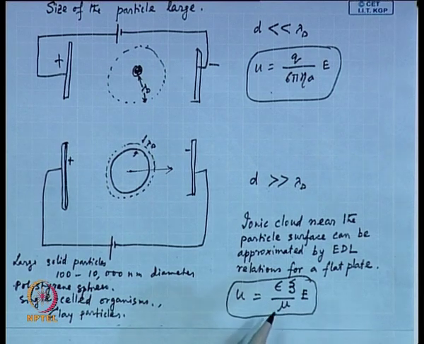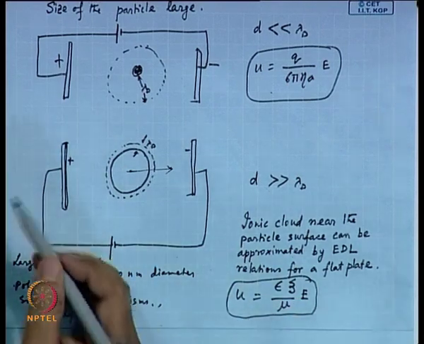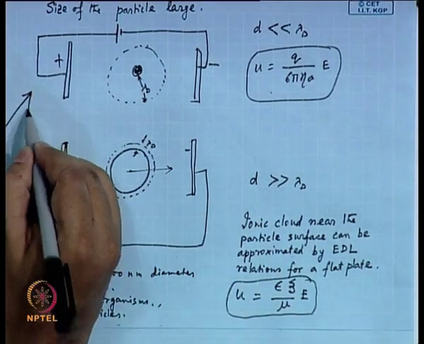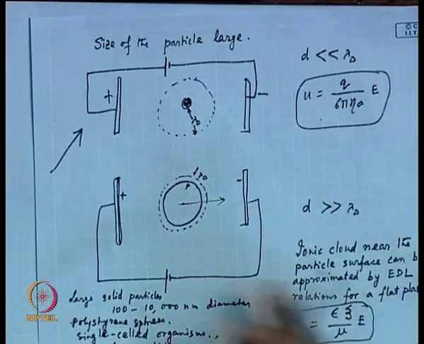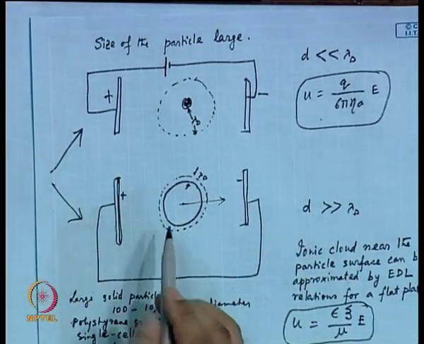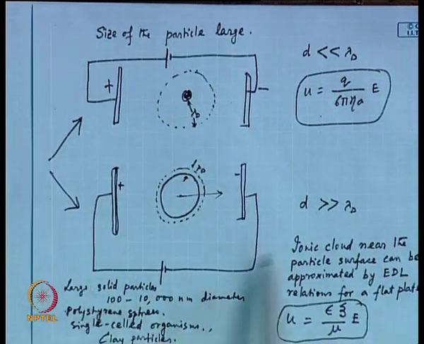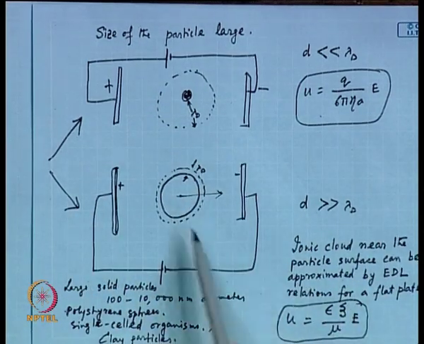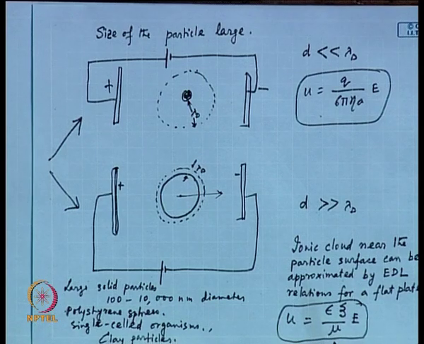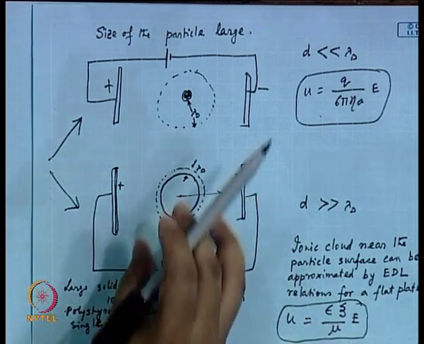In this case we do not have any dimension of the particle. So basically what we are talking about is two regimes. This is one regime and this is another regime. In this regime, when d is much greater than lambda d, the effect of particle size is not there. I mean, whether the particle is this big or a little bigger, that will not affect the velocity of the particle.